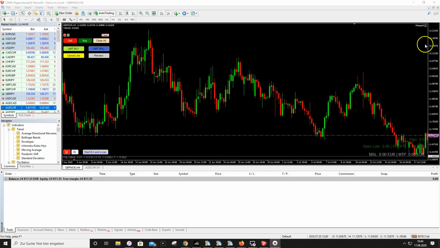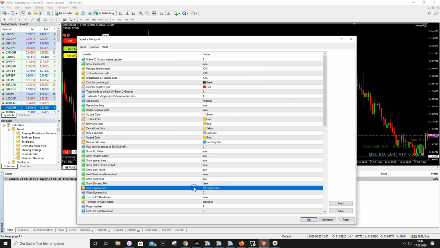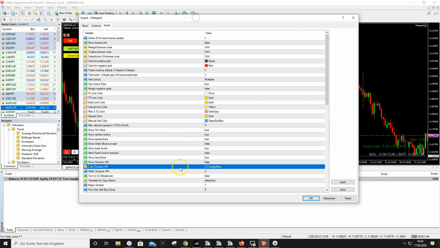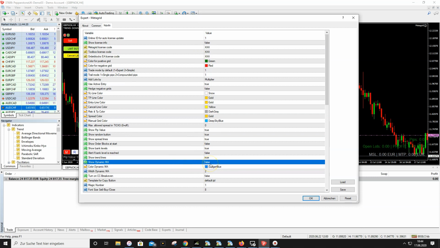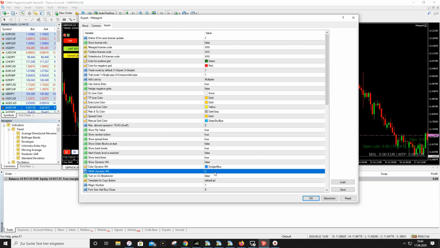Now we are on a chart with the Metagrid Trademanager on it, and let's activate the dynamic moving average. For this we make a right mouse click, we go to Expert Advisors and Properties, and then you find here a section for the dynamic moving average. You can see here you can turn this function on or off. At the moment it's at false, so this function is turned off. Here you can decide the color of the dynamic moving average, and here you can decide how thick the line for the moving average should appear on your chart.